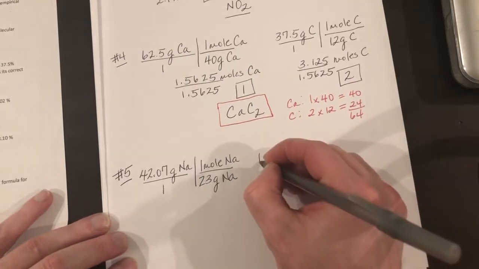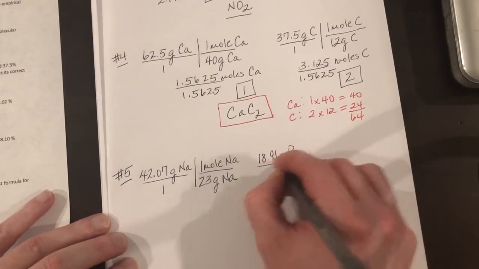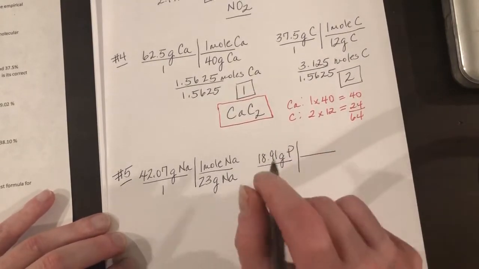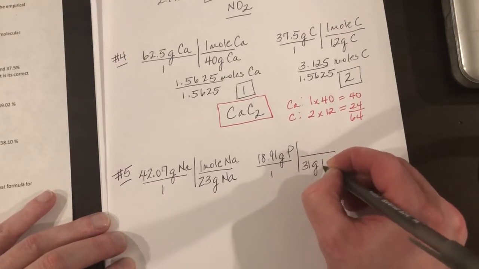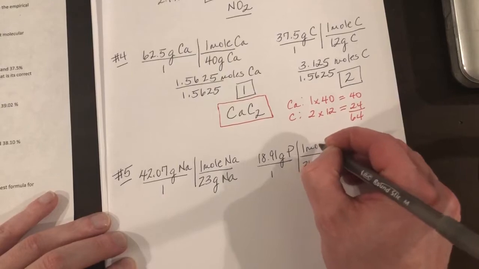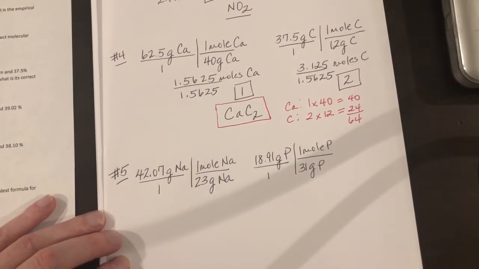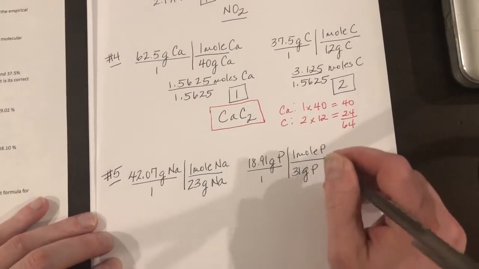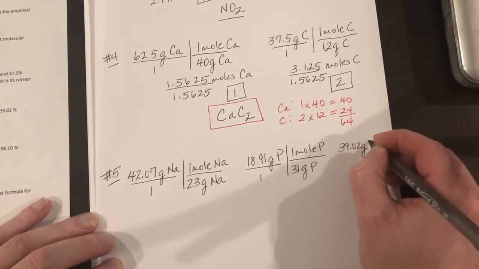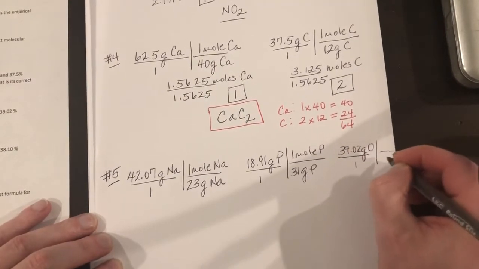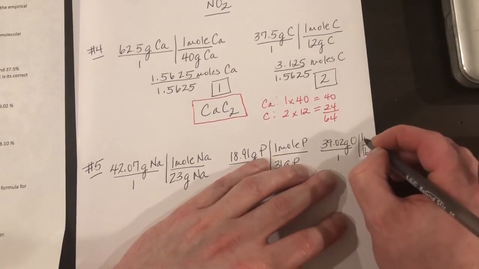Okay, 18.91% phosphorus. Phosphorus has a molecular weight of 31. Last time I checked, yes, 31. And then we have oxygen. So 39.02% oxygen, so 39.02 grams of oxygen over 1. And we get 16 grams for oxygen to 1 mole.